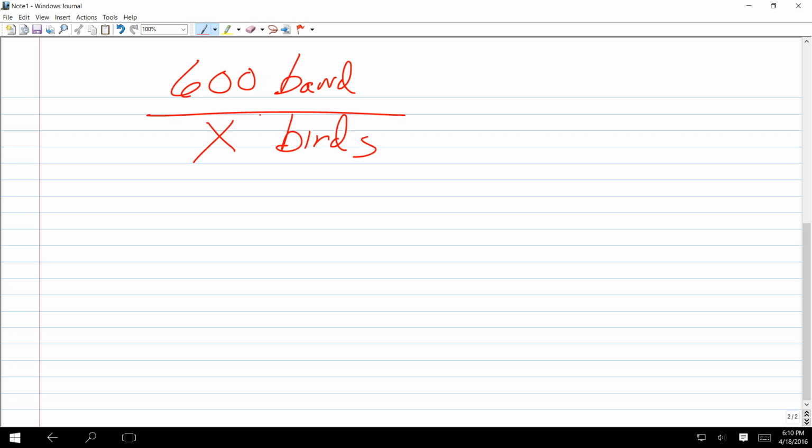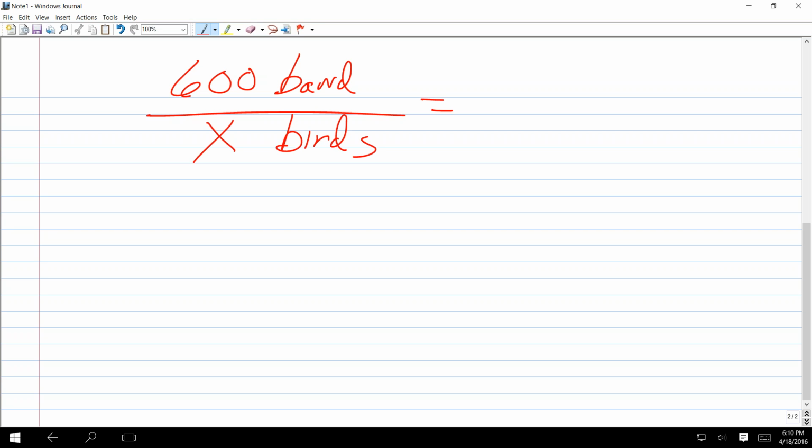Let me make sure I understand it. They banded 600 birds. And then at a later time, they caught 1,000 birds and found that 48 were banded. How many were banded originally? 600. So 600 banded, given some population of birds. That ratio probably stays the same.